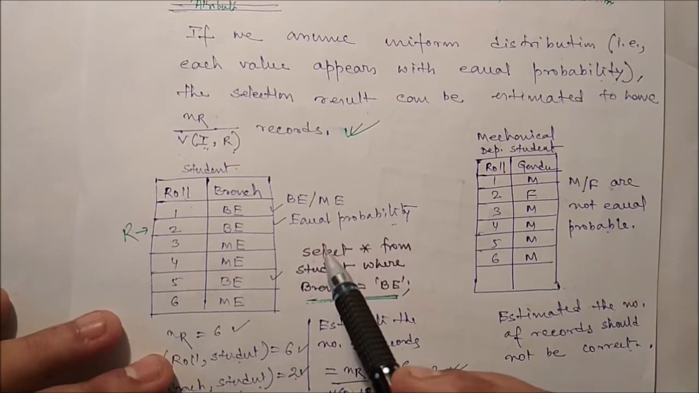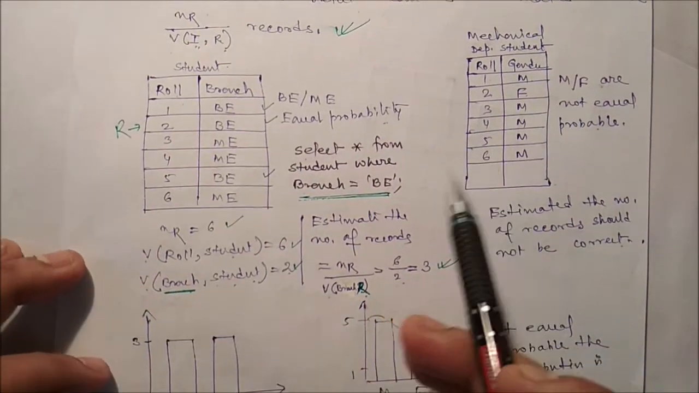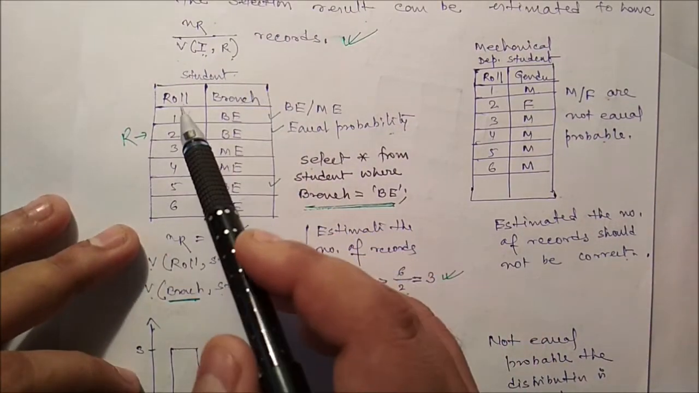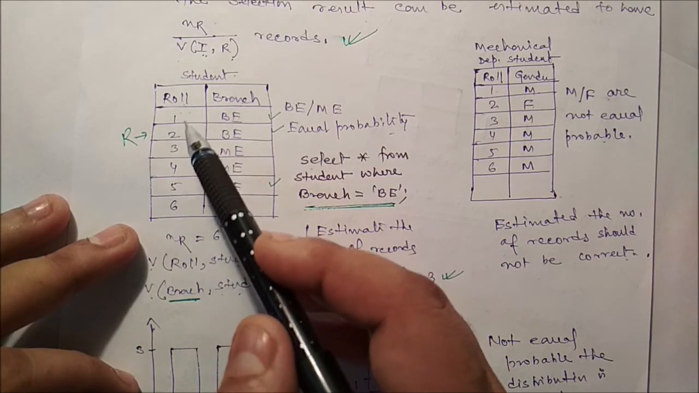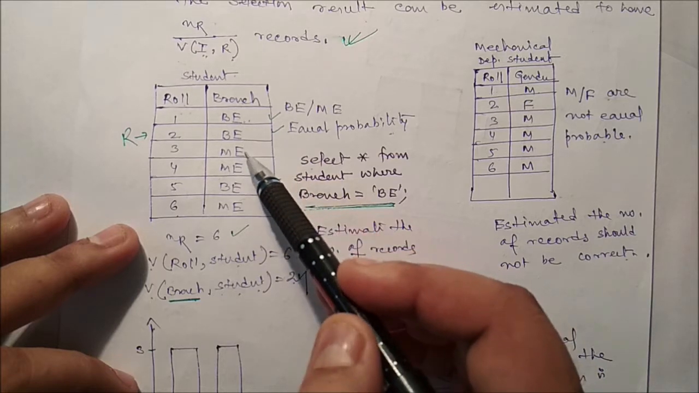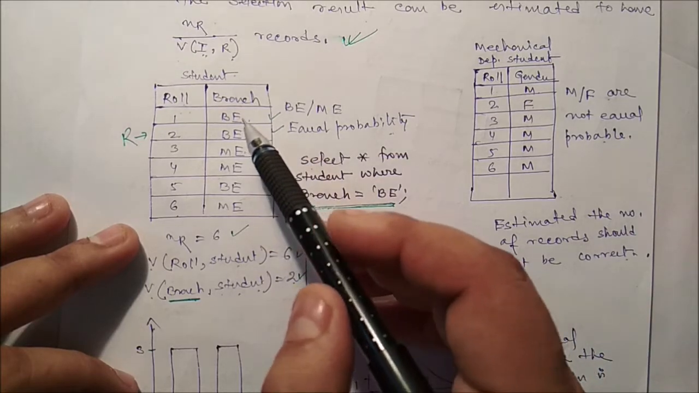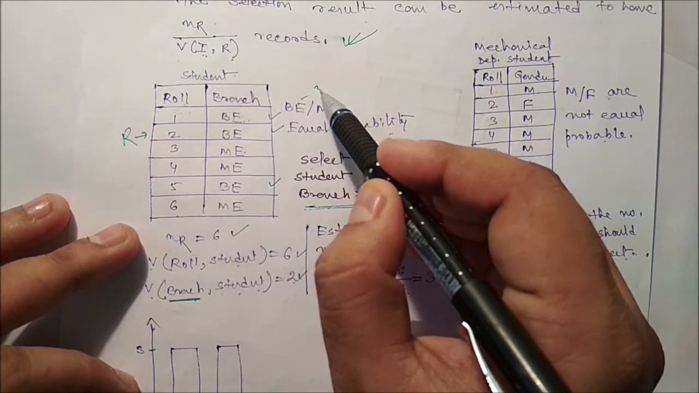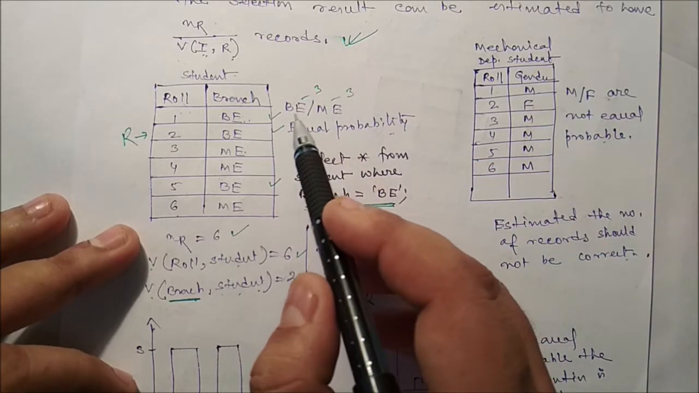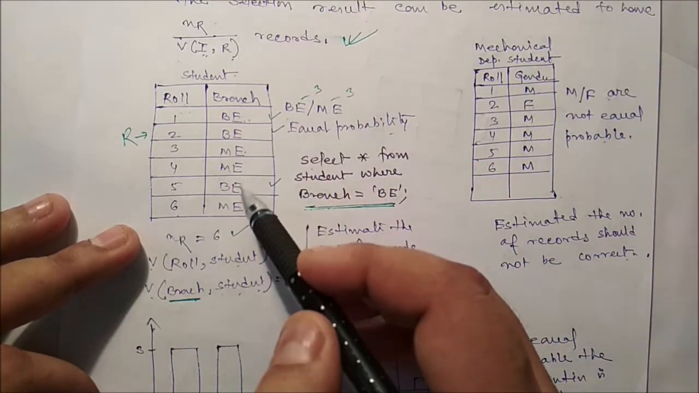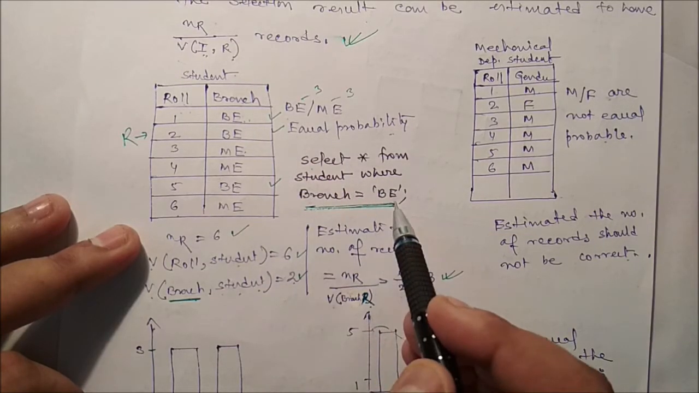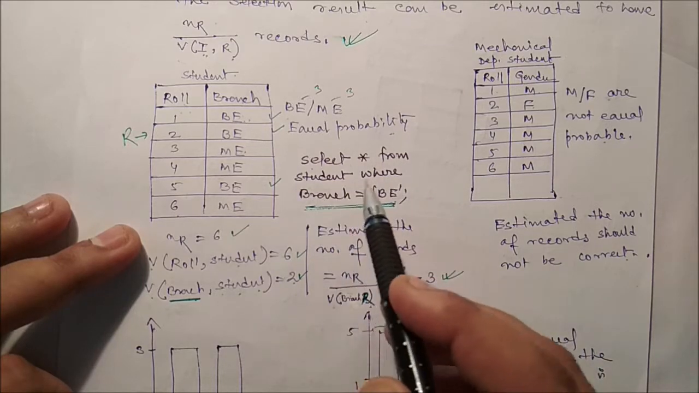Now suppose we see one example. Say a student table has two attributes: roll number and branch. Roll number is 1, 2, 3, 4, 5, 6, and branch is BE and ME, Bachelor of Engineering and Master of Engineering. You can see there are 1, 2, 3 BE students and also 1, 2, 3 ME students. So BE and ME are equally probable. Now suppose we want to estimate: select asterisk from student where branch is equal to BE.